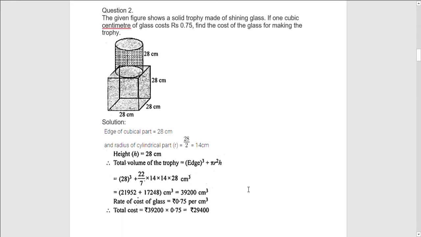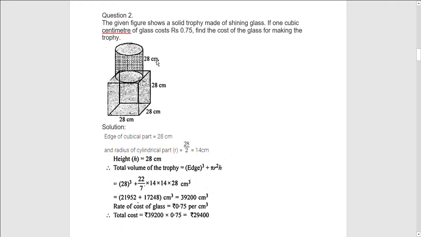Now next figure. See here student, you need to understand the figure. Otherwise the formula you all know, we did it. Only we have to apply. The given figure shows a solid trophy made of shining glass. If 1 cubic centimeter of glass costs rupees 0.75, very clear. What is given? Cost of 1 cubic centimeter. Find the cost of the glass for making the trophy.